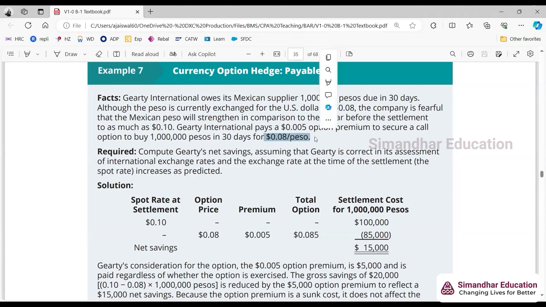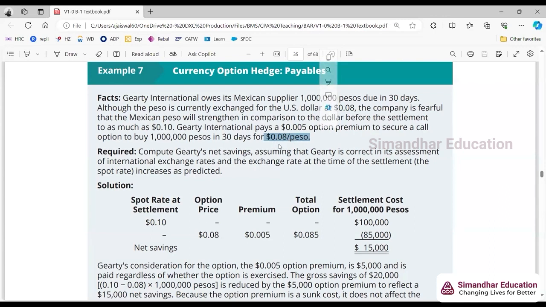Now, why would anyone give us this option to buy it at a fixed rate? It's an option, we are not mandated by it. In futures or forward, we are mandated. But here, if the value of the peso is going lower, like 0.07 or 0.05, then we are not bound to buy it at 0.08.